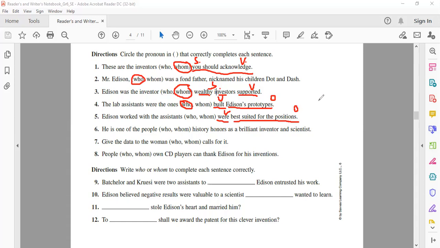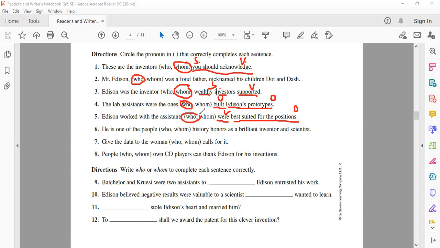Are you sure? Were best suited for the proposition. I'm talking about people. They are what? Yes, excellent. They are object. Yes, correct. And then what is the missing? The subject. It's going to be who. Excellent job, my girl. So who were best suited for the proposition? I have verb and object, but what is missing is the subject. So that's why I will use who.